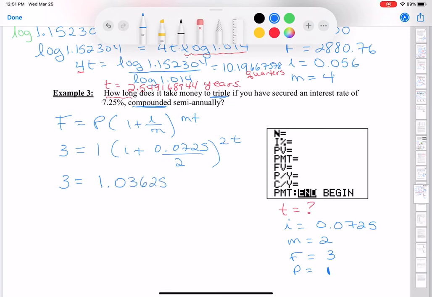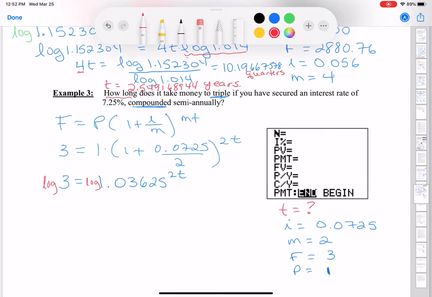1.03625 to the 2t. Now we don't have to worry about that 1 in front because when we divide by 1, it doesn't change anything. So that just really simplifies everything for us in this particular case. Now I can take the log of both sides. So I can take the log of 3 and the log of the 1.03625.